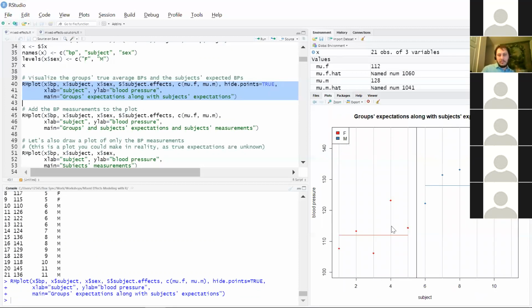So here's, there's no data on this plot. This is a plot that is showing you the truth. There's a true female expected value. There's a true male expected value. And the subjects themselves, subject 1, subject 2, subject 3, subject 4, subject 5, their individual expected values deviate from their group's expected values by some normal draw. All right, so person 1 is a little less than her group's average. Person 2 is a little more.